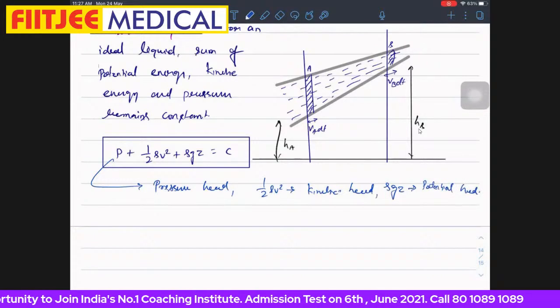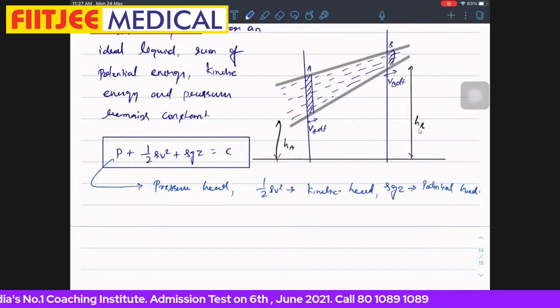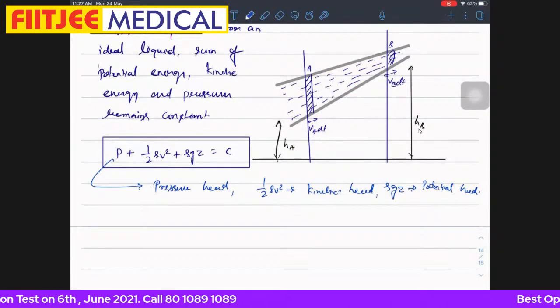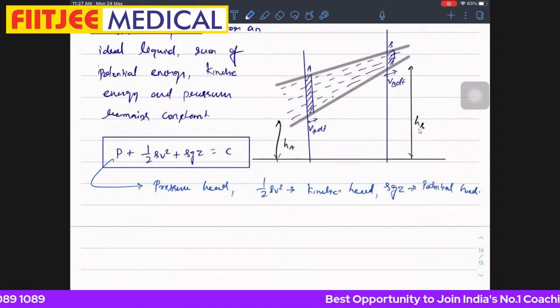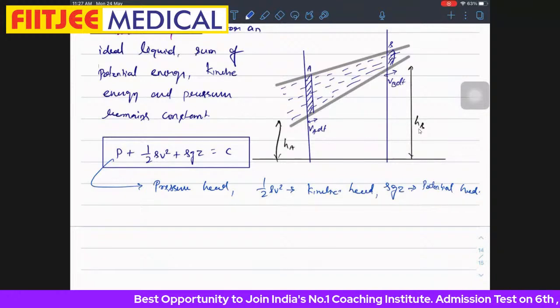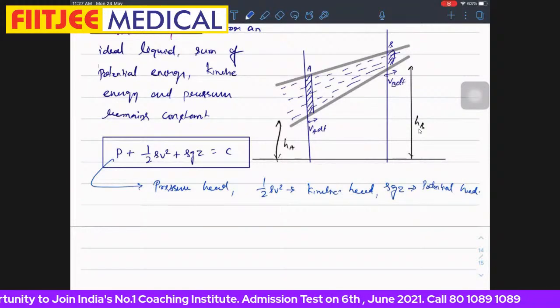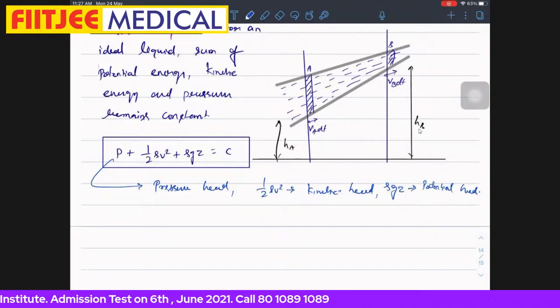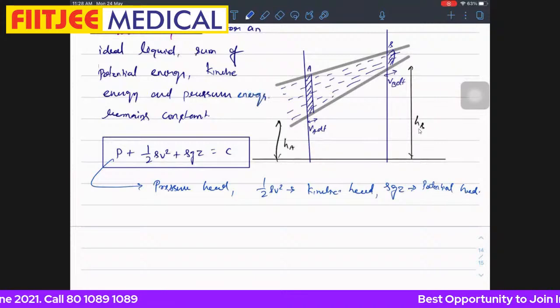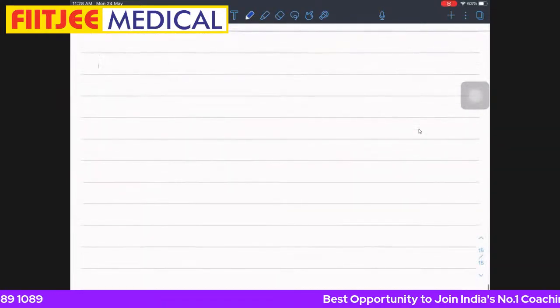So basically you can understand in this way: in the case of an ideal liquid, the sum of P, half rho V square, plus rho Gz, pressure head, kinetic head and potential head, remains constant. This relation comes from Bernoulli's equation. It says that the sum of potential energy, kinetic energy and the pressure energy remains constant. So let's understand these with a few examples.